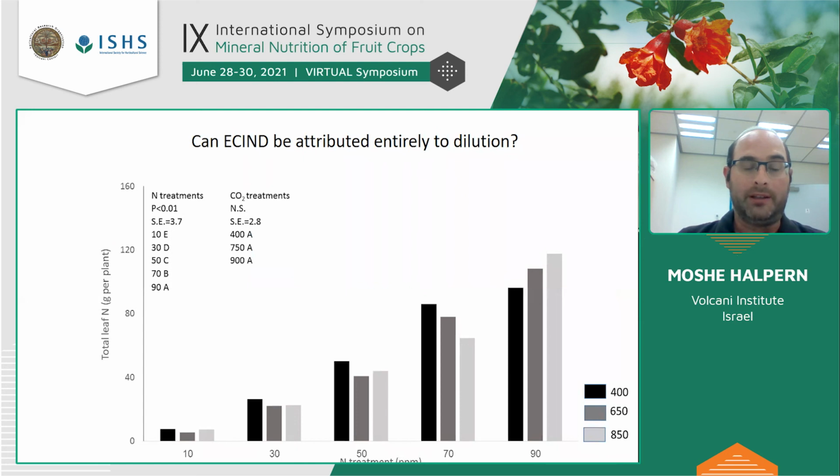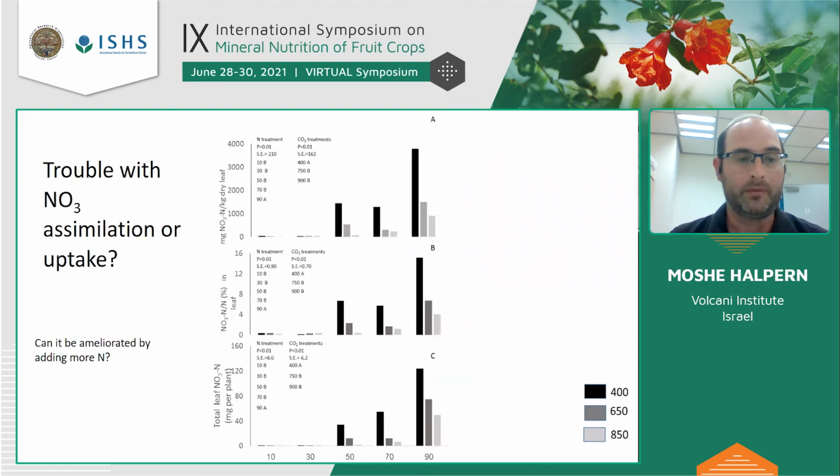Can elevated carbon dioxide induced nitrogen deficiency be attributed entirely to dilution? Often in the literature it can't be, but in this one it seems to be able to. In our work, you can see that if you look at the total leaf N, not the nitrogen concentration, you see that it is the same. Basically, the plant took up the same amount of nitrogen, but in the end, its concentration is less.